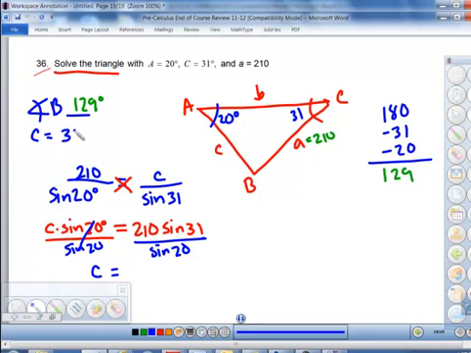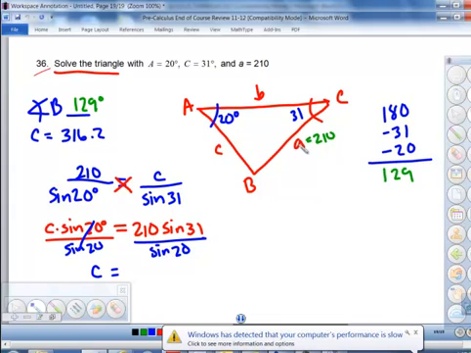So little c is 316.2. Now let's see if that makes sense. This angle right here is 20 degrees, and it's 210. And over here, this one's 31, and it's 316. This angle is bigger, so that means this side has to be bigger than the 210. Hopefully that makes sense, okay? All right, so we got that. C is done. Now the last thing we need to do is figure out what b is.